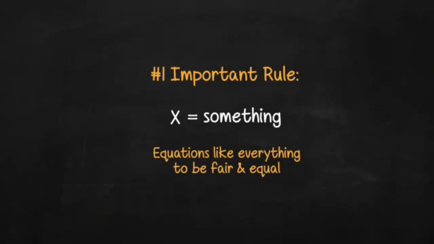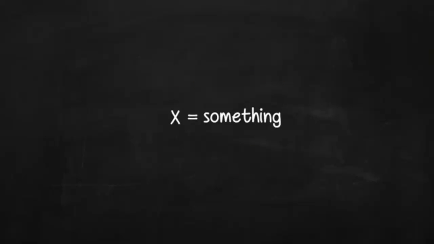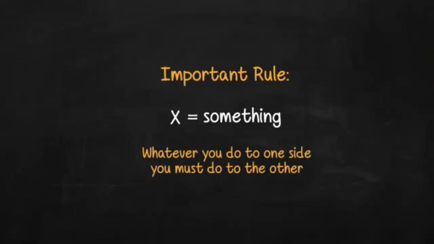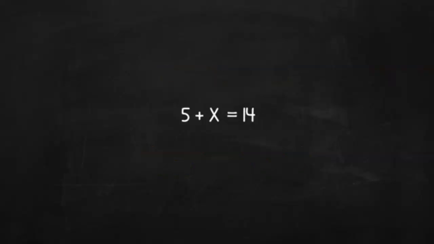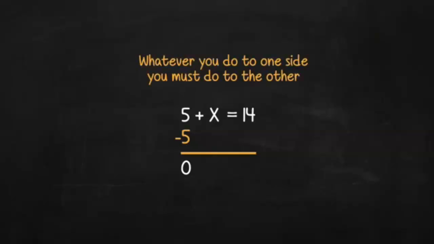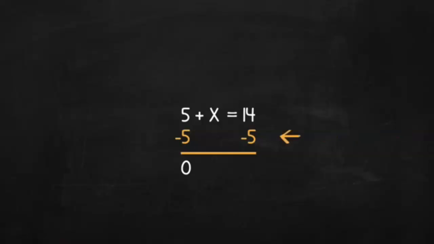Equations like everything to be fair and equal. So, here's a very important rule. Whatever you do to one side, you must do to the other. Take 5 away from this side. That is a good way of getting rid of the 5 because 5 take away 5 is 0. But remember our very important rule. What you do to one side, you must do to the other. So take away 5 from this side too. Now that the 5 is gone from this side, X is by itself, and X equals 9. Notice how I lined up the equal sign as I figured out this equation.